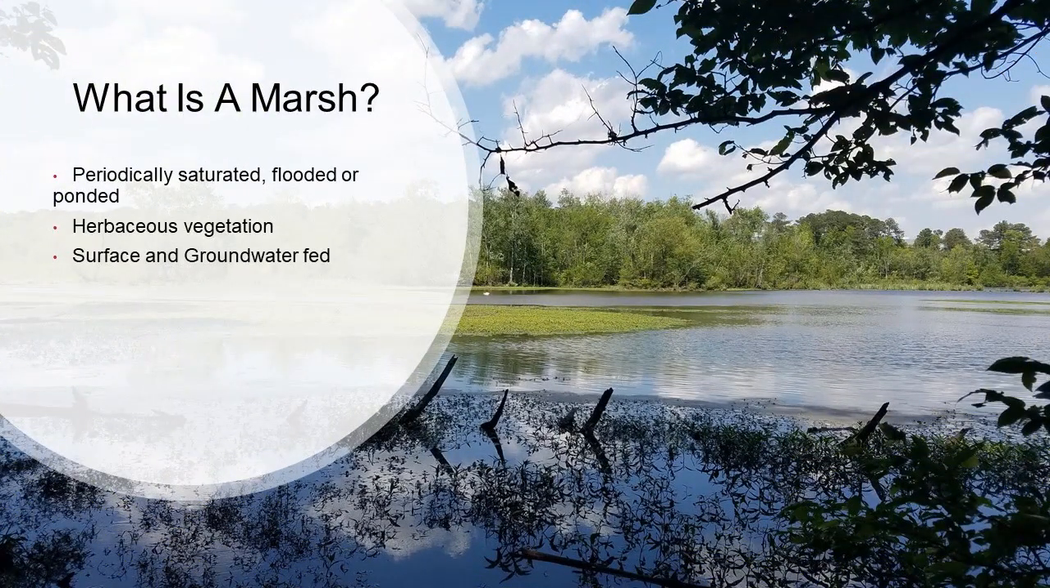So, what is a marsh? A marsh is a land that is periodically saturated, flooded, or ponded with water, and a marsh has herbaceous vegetation and wet soil conditions. Marshes receive most of their water from surface water, or precipitation, but they also get water from the ground underneath the surface. Here's where we need to define some terms, so that's what's coming up next.